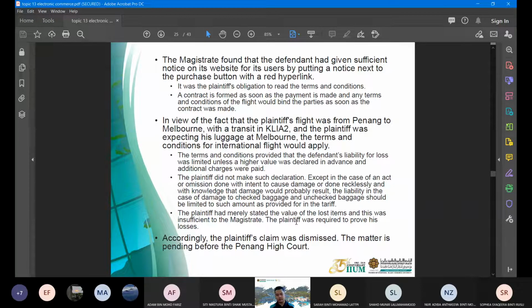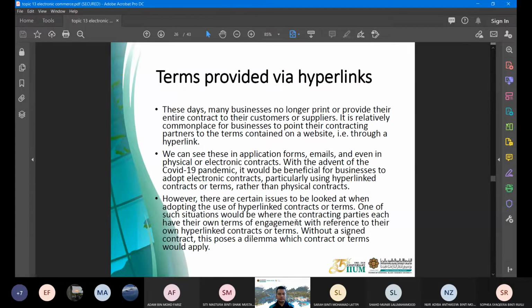Yeah, court found that there was a contract between them, although the plaintiff didn't really read. Yeah? But in this case, maknanya plaintiff lost lah. Plaintiff lost his claim against AirAsia, but the plaintiff has appealed the matter to Penang High Court. Yeah? So far, has yet to hear any update on this. Kalau ada soalan, just interrupt me as I go along.